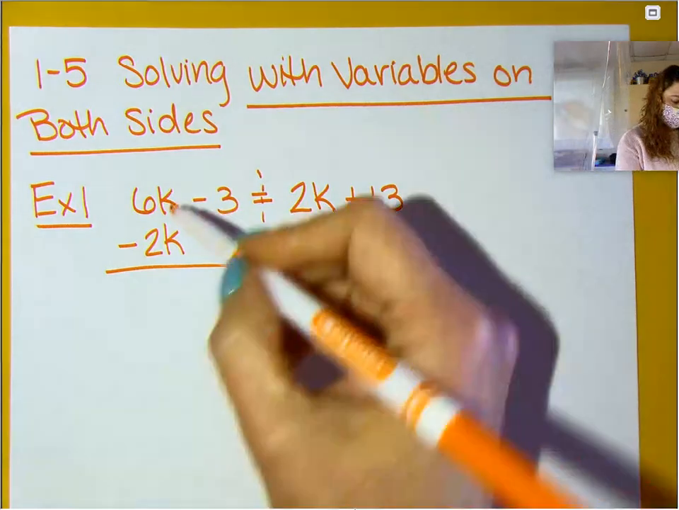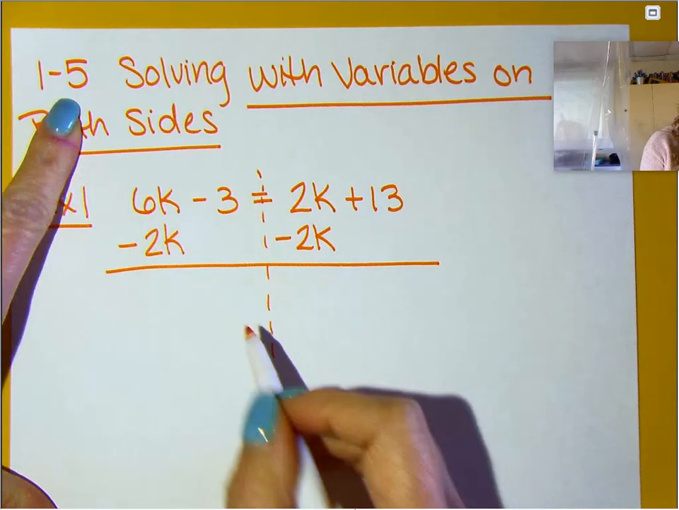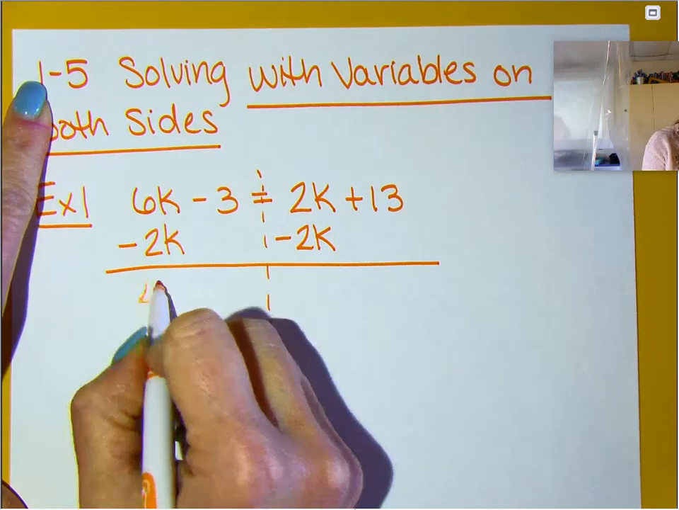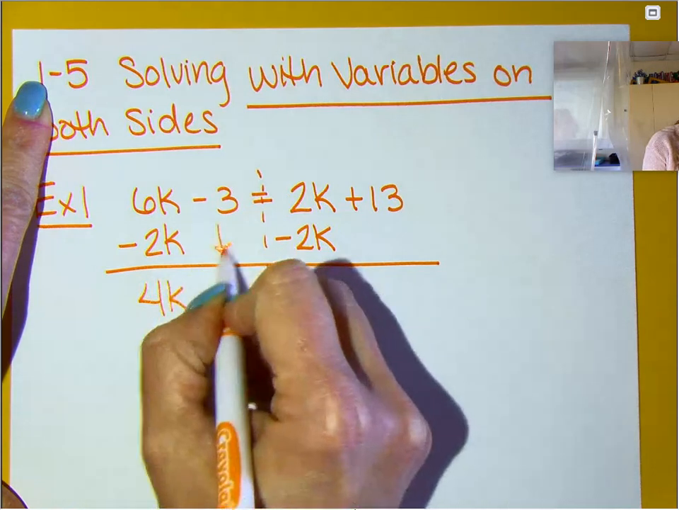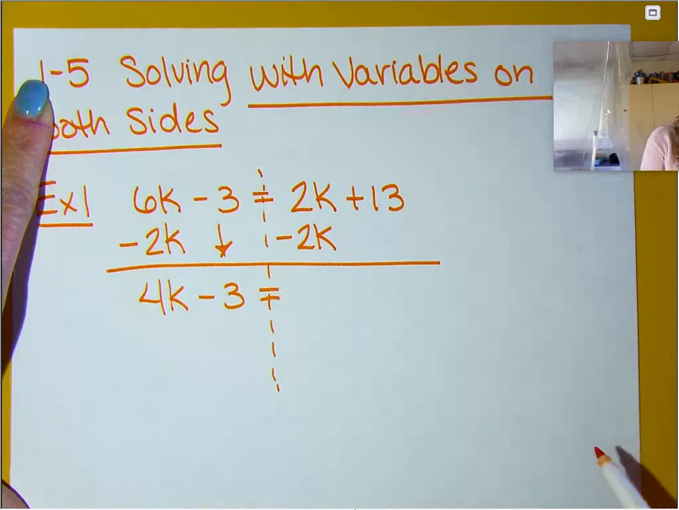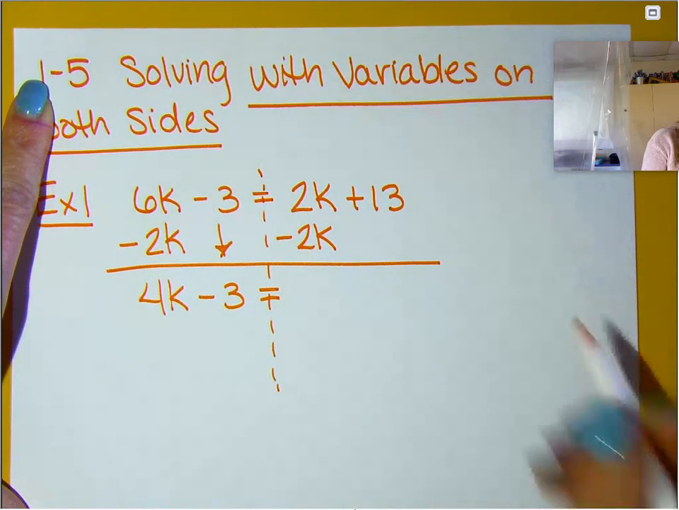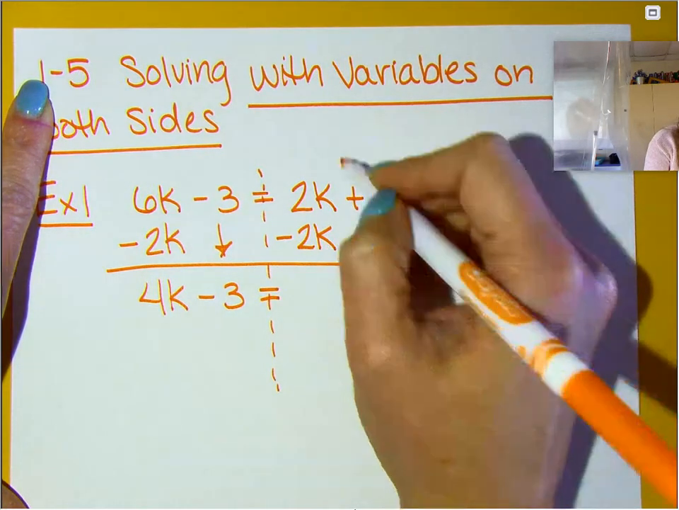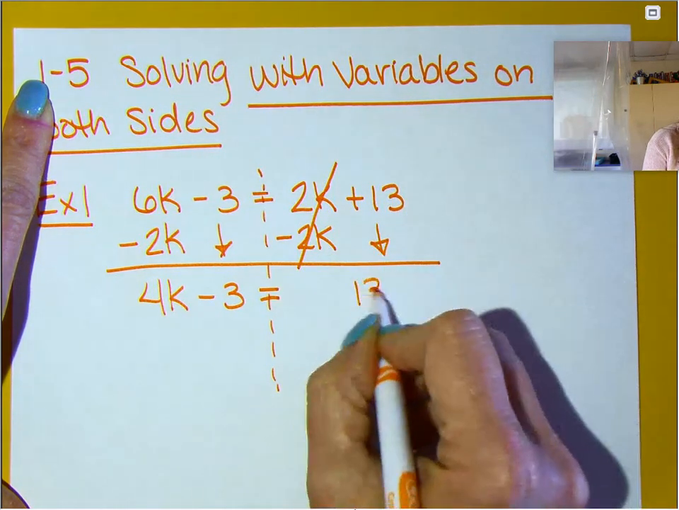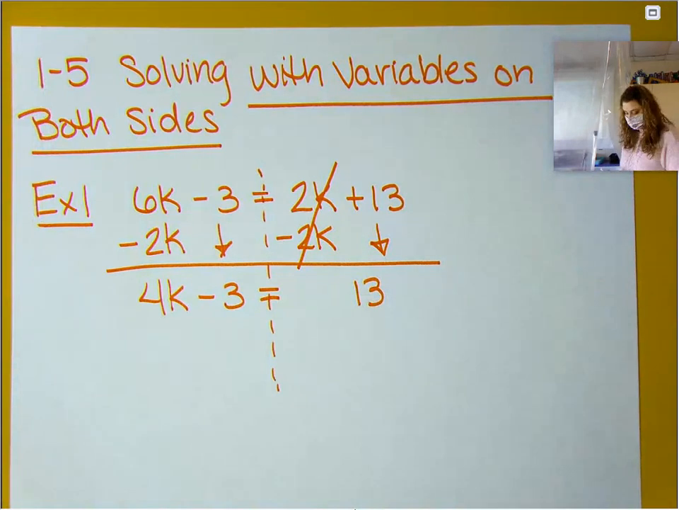And then I like to just work from left to right and do each one. So 6k minus 2k is what? Good. And then bring down the minus 3 and the equal sign. What happens to 2k minus 2k? Good. And bring down the 13. And notice now I have a problem that's just a 2-step problem. So what would be our next step?